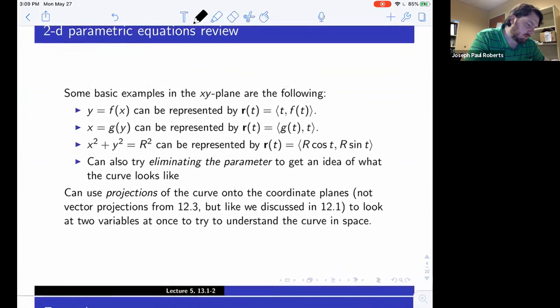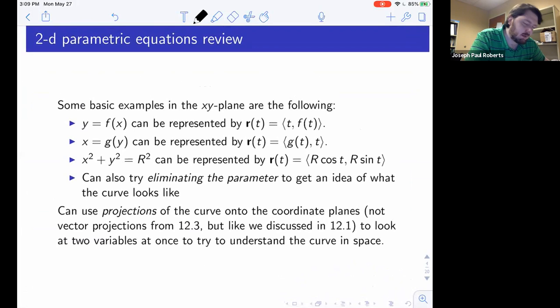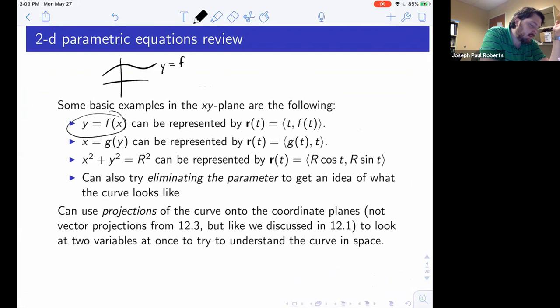Okay, and so you talked a little bit about this kind of stuff at the end of Math 141. I think one of the last couple topics you did was parametric equations. And so just a brief review to refresh your memory, and we'll do some examples today. For example, if you have a curve in the xy plane where y is a function of x, that's our most common way of talking about a curve in the xy plane, y equals f of x.